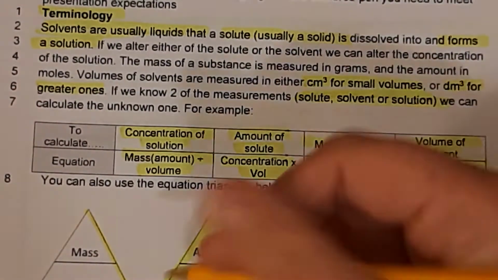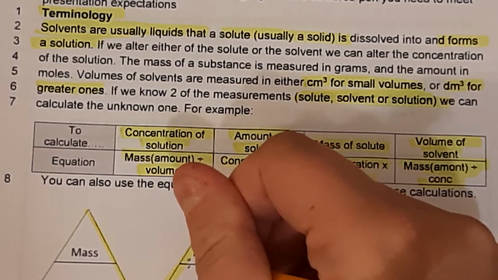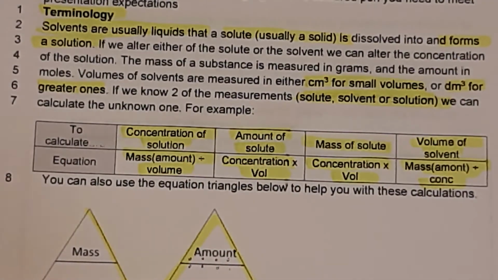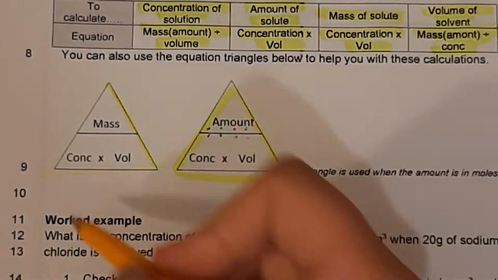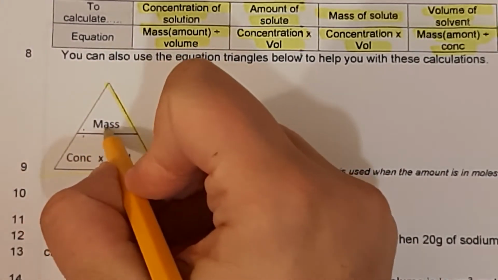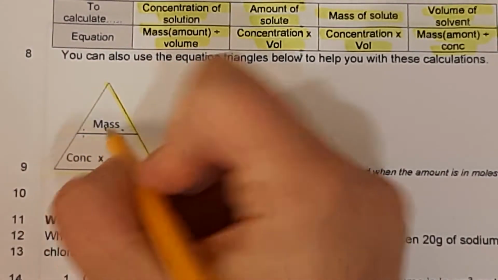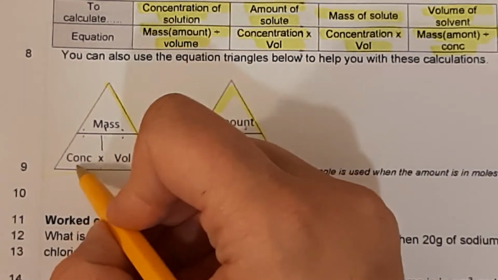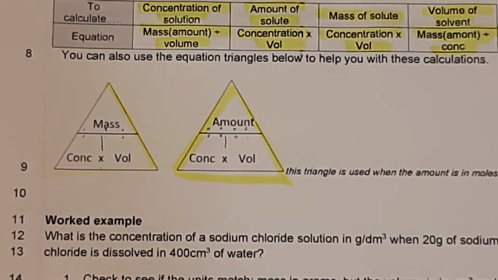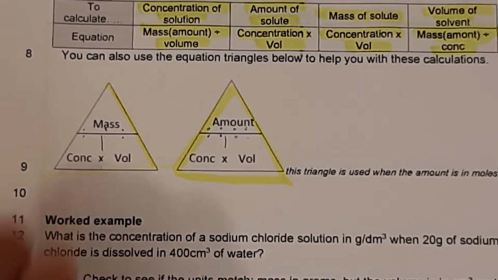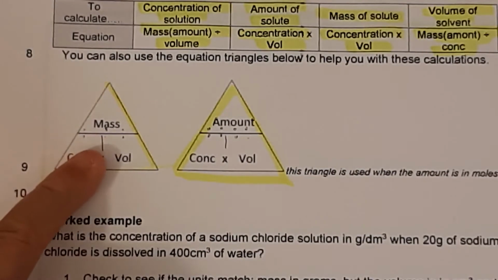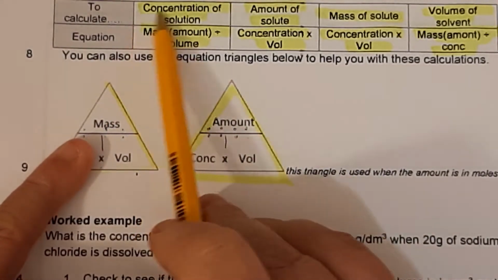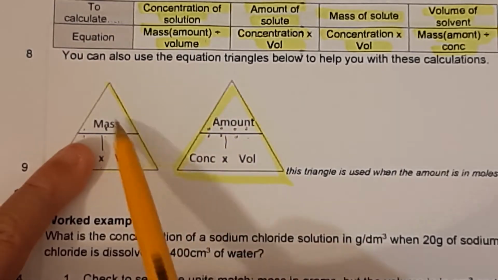And we have, this is the dividing line, okay, so everything above is divided by everything below. And again, this is the dividing line, so everything above is divided by everything below. And this is a multiplying line, okay, so this here on the left is multiplied by the amount on the right. So very simple way to use these, you cover up what you're looking for. So if I'm looking for concentration, I cover it up, and I'm left with mass divided by volume. So concentration of a solution is mass divided by volume, as shown here.